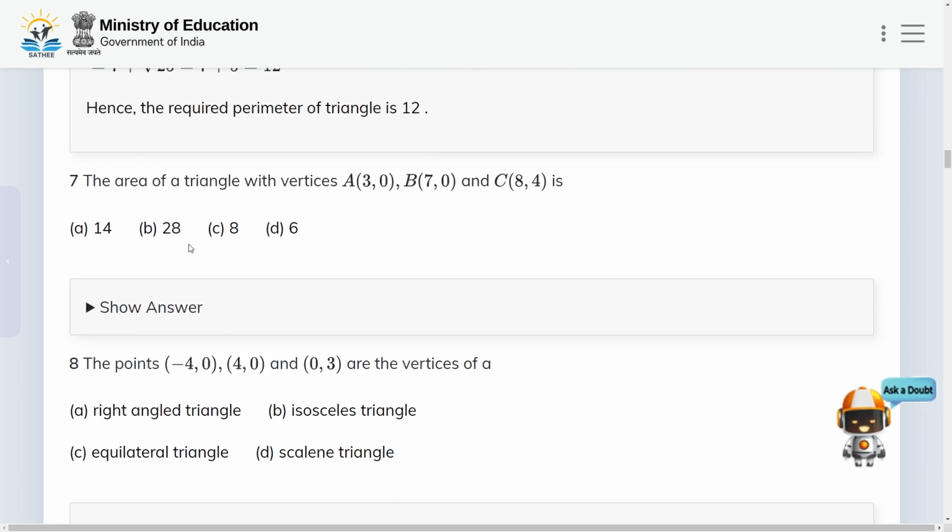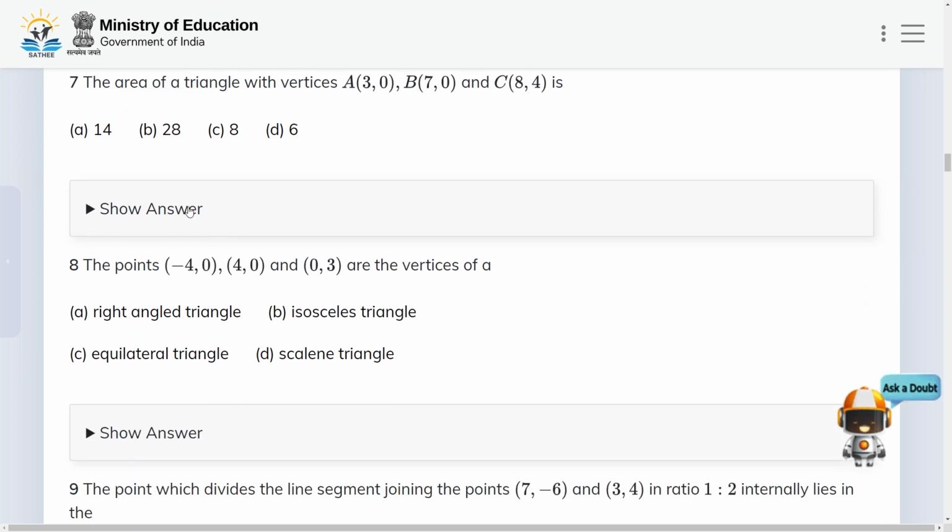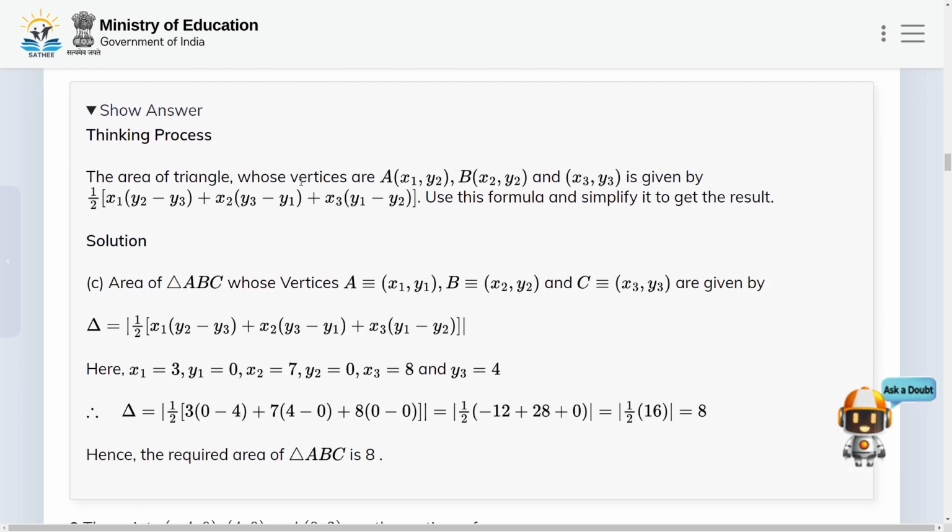So in question number 7, we need to find the area of a triangle with vertices A(3, 0), B(7, 0) and C(8, 4). The area of the triangle whose vertices are A(x1, y1), B(x2, y2) and C(x3, y3) is given by half of x1 times (y2 minus y3) plus x2 times (y3 minus y1) plus x3 times (y1 minus y2). So use this formula and simplify it to get the result.